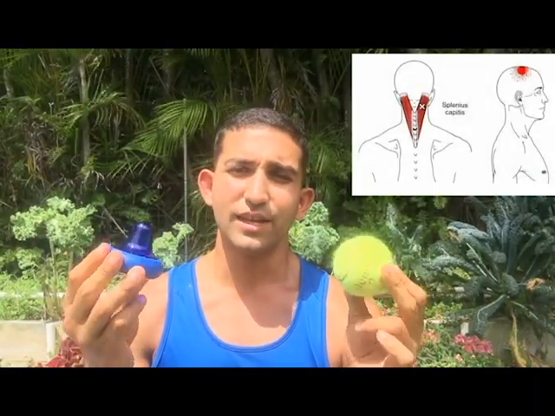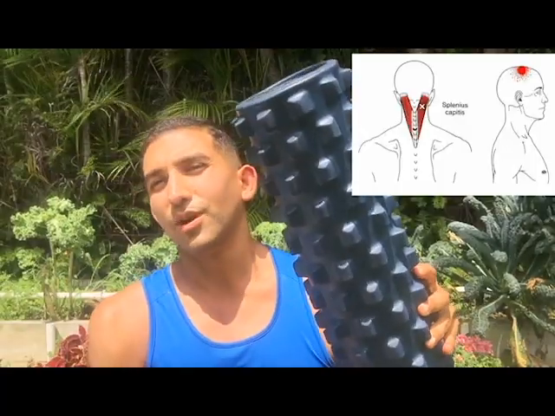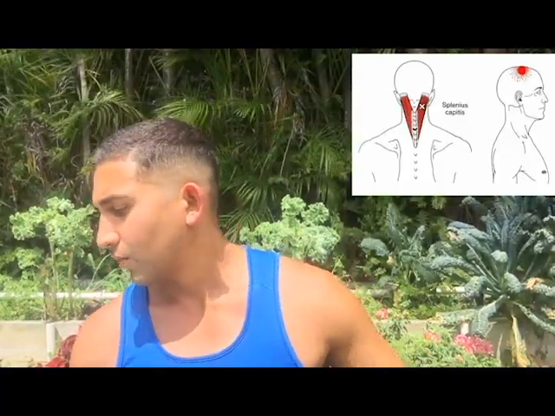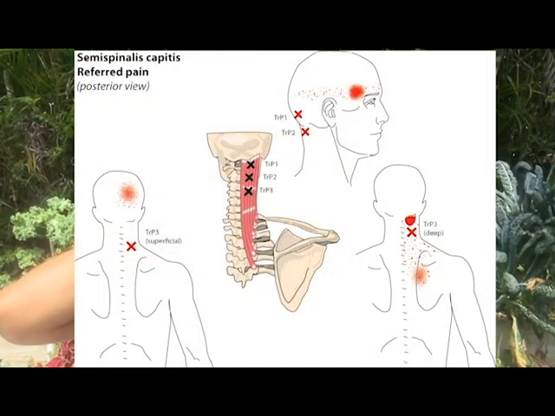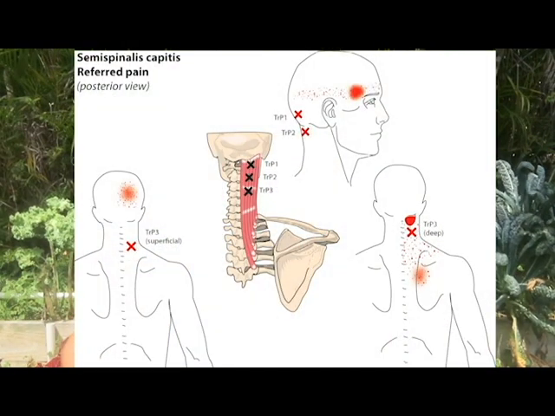Splenius capitis. We're looking at about C2. So it's the same thing right here. Use a tool, use your fingers, use any of these. Use the rumble roller. We're looking at semispinalis capitis. These, you could have 1, 2, or 3, all the way up or down. So it's the same concept. You want to hold that pressure.